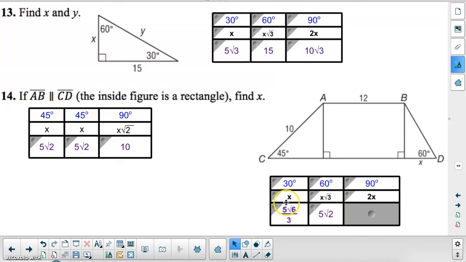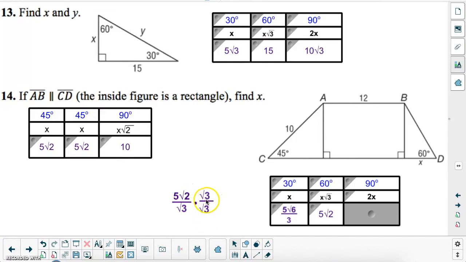To be able to get x, we have to divide by root 3. So 5 root 2 divided by root 3, but we have to rationalize. So we have to multiply by root 3 over root 3, and that becomes 5 root 6 over 3. This piece is the x part of our pattern, which is what we're trying to find here, the one across from the 30 degrees. So 5 root 6 over 3 is our answer.